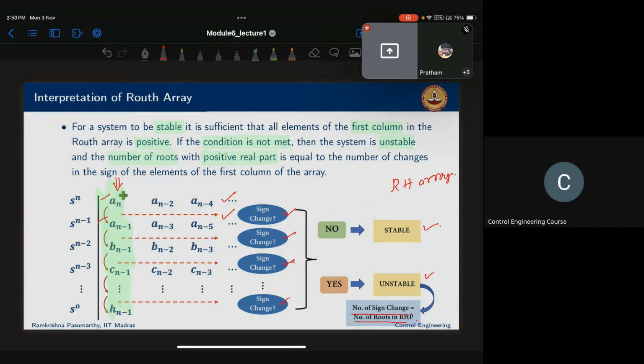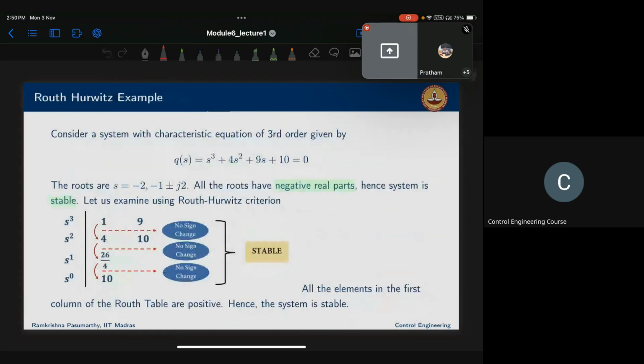Okay. So you can see this example. First, let's say we have this equation. We'll be writing the terms like this. Let me write it again here, you'll understand. s square, s power 1, s power 0.